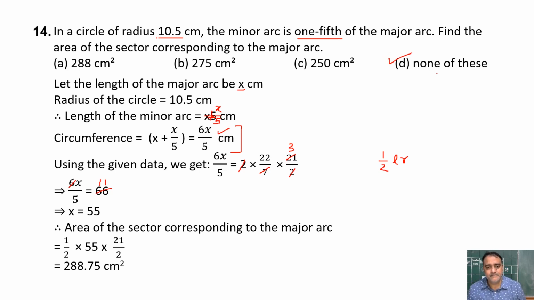सर राउंड फिगर करेंगे तो 288 आएगा ना सर? राउंड अप करोगे तो 289 आना चाहिए. 288.75 है ना. If you round up, your answer must be 289. If you round up, so round up वाला आंसर नहीं दिया है, ना डेसिमल वाला. So none of this. Clear? Yes, sir. Okay. So now we are moving toward question number 15.